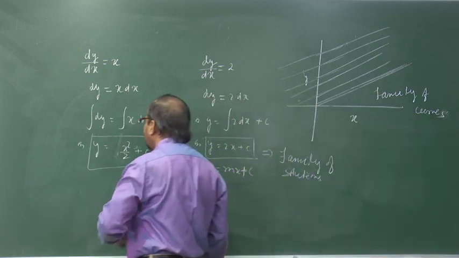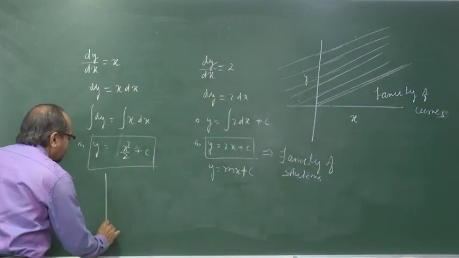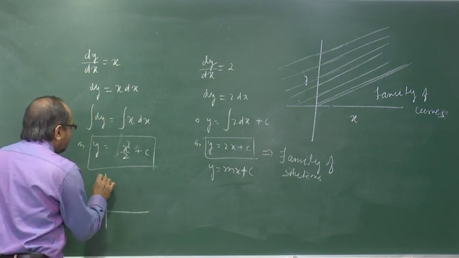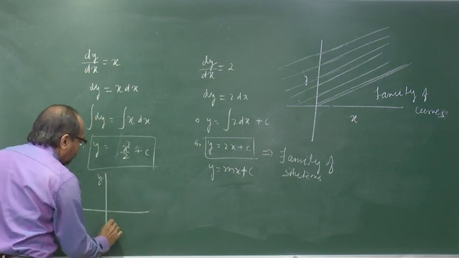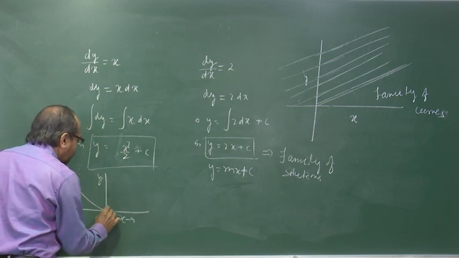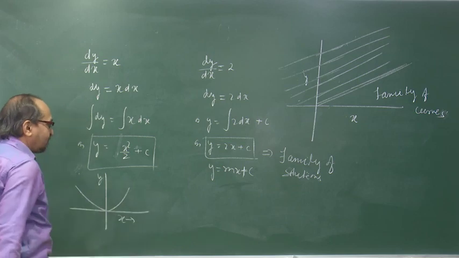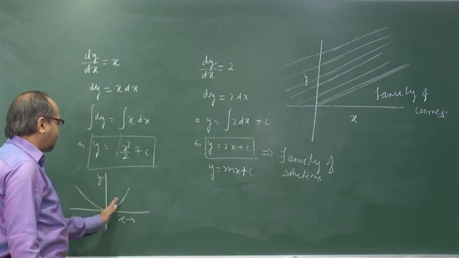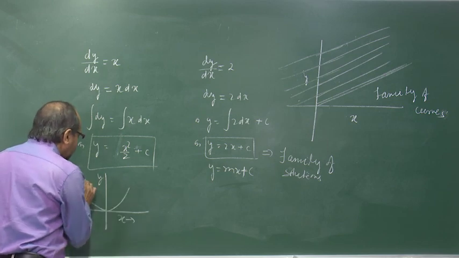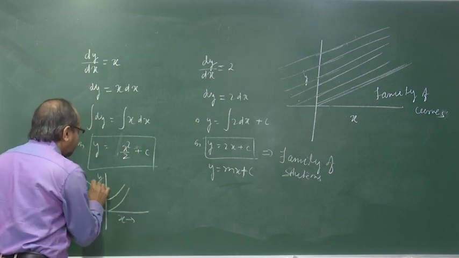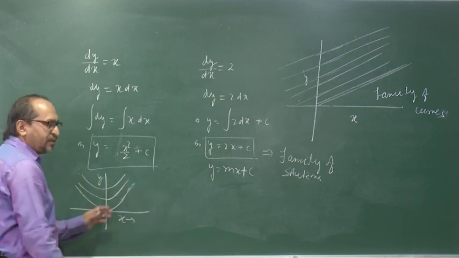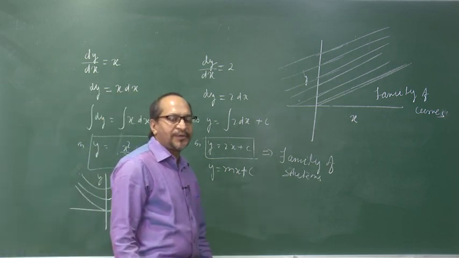Similarly, if we plot this one, y versus x, it is a quadratic function. If c is equal to 0, the graph will be like this. I have already discussed that an even function is symmetrical about the y axis. For c is equal to 1, it is like this, and c is equal to 2, it is like this. So, again you get a family of curves.